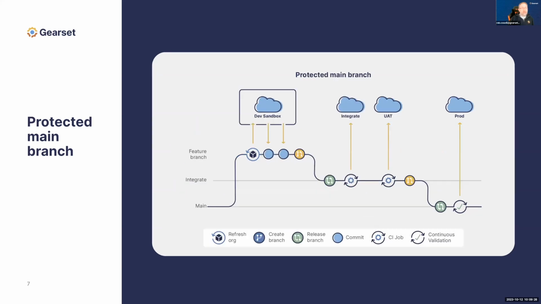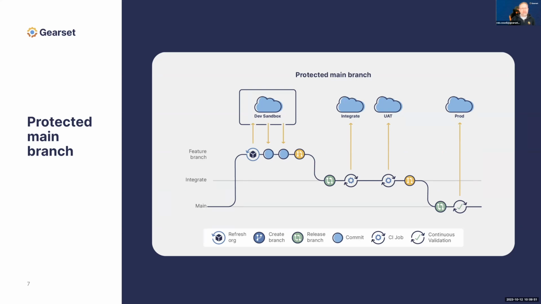So the next strategy we call protected main branch. And this one's similar to the feature branch model, but adds one long-lived branch for integration before merging into main. So in this model, the main branch isn't updated until everything is tested and ready to go. This makes main more of a protected source of truth, as only work that's been fully tested in UAT can make it into the branch.